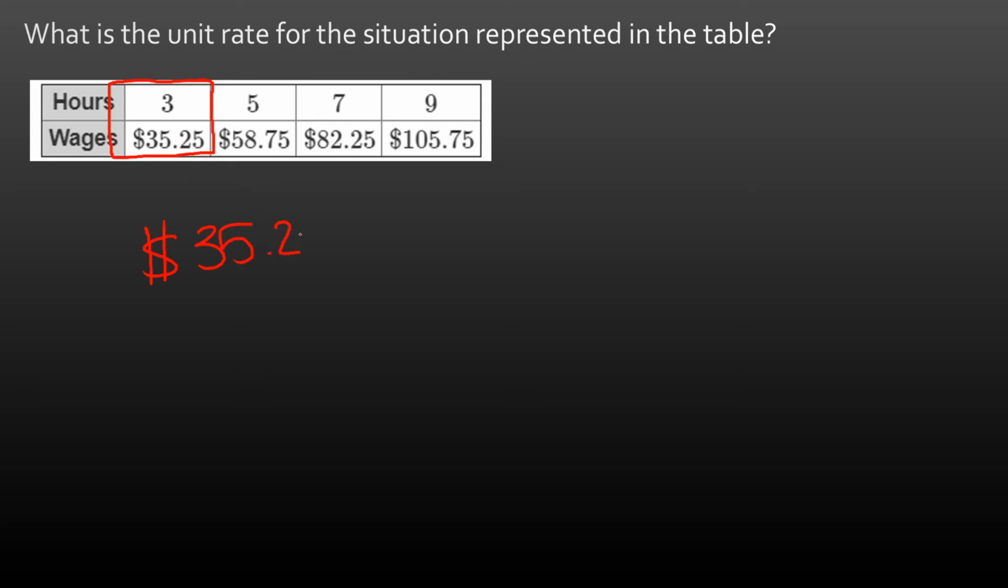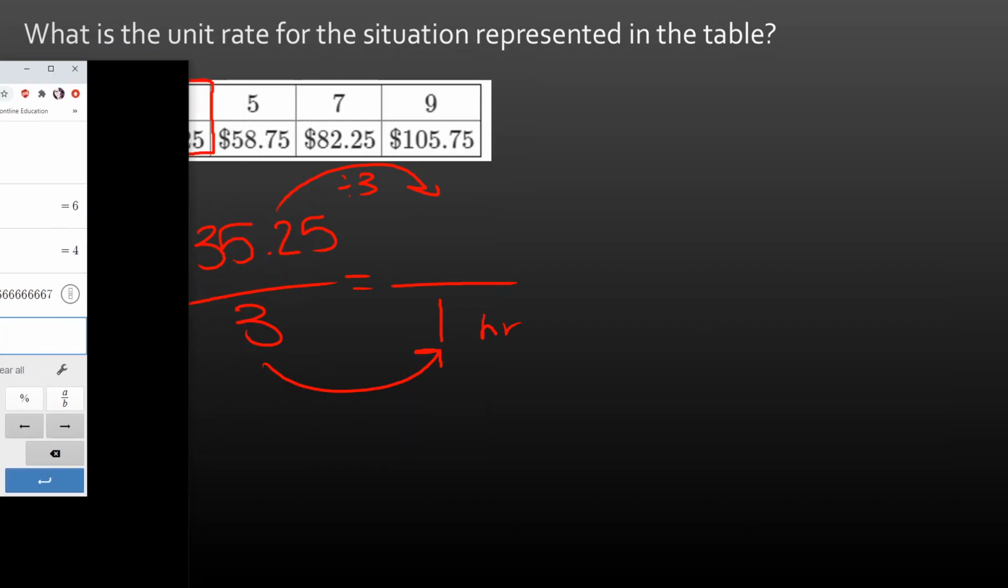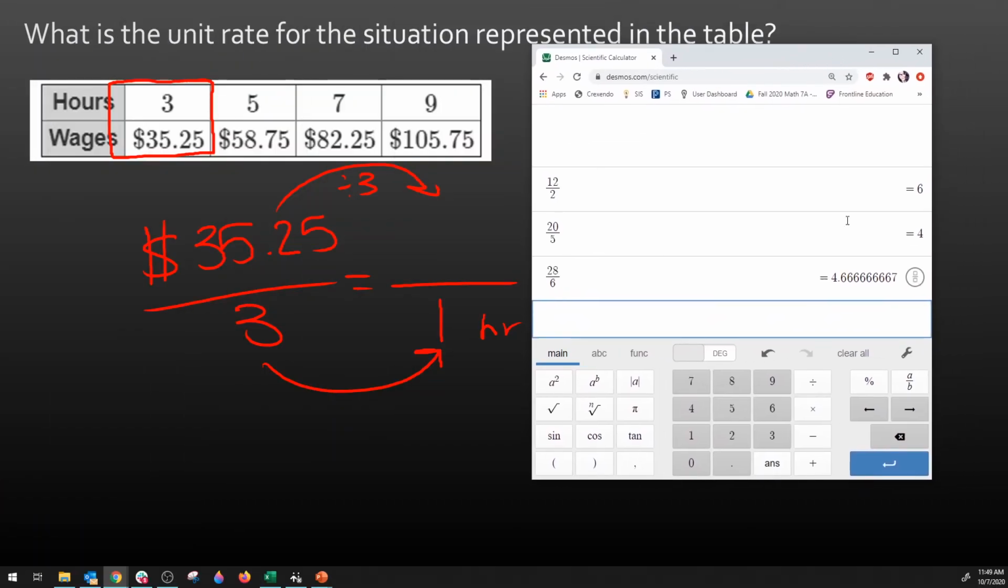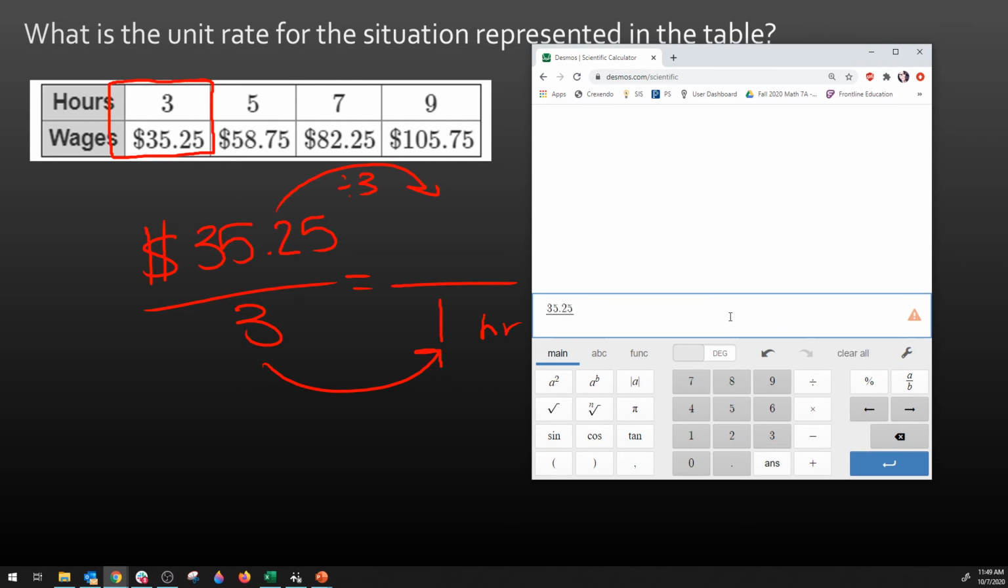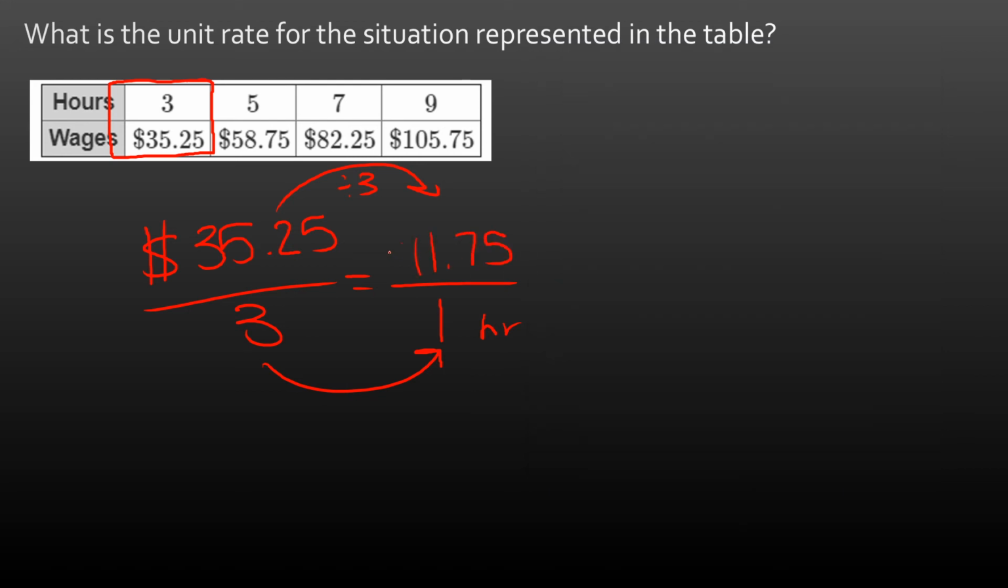So 35.25 over 3. I want to know how much I make for every 1 hour. So I'm going to divide top and bottom by 3. Let's do 35.25, divide that by 3, and I get 11.75. Which means that I would make 11.75 every hour.